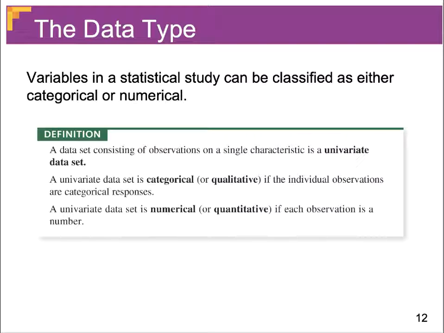If your univariate data set is numerical, sometimes you see that as quantitative. Here, each observation is actually a number. It's important to note that data is not automatically numerical just because you have a number. For example, your student ID number. Yes, it's a number, but it's not numerical. For a variable to be numerical, it needs to make sense to do things like adding the values or finding the average. And for things like your student number, it's really just an identifier.